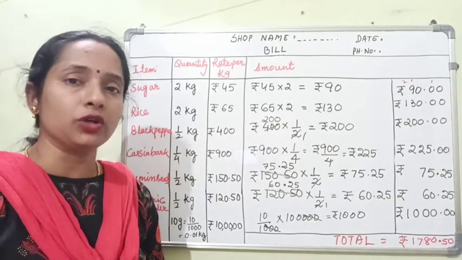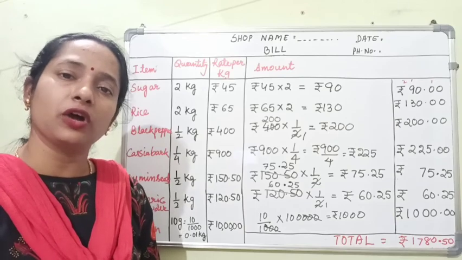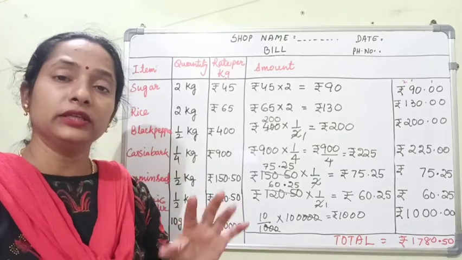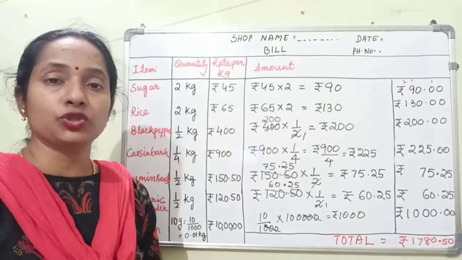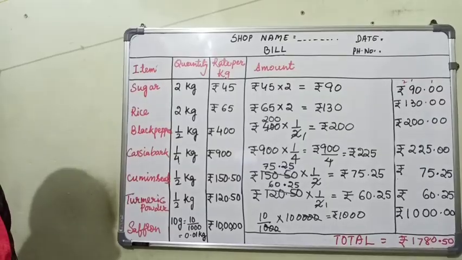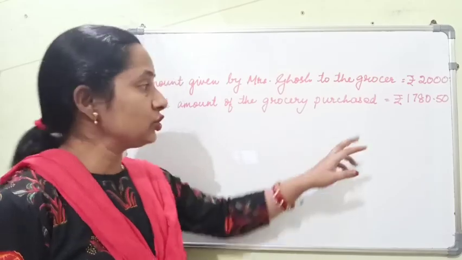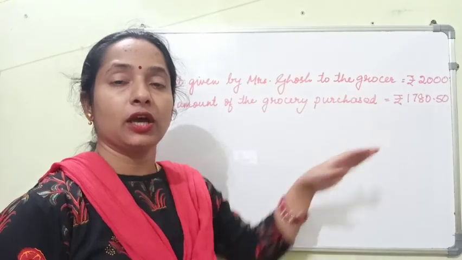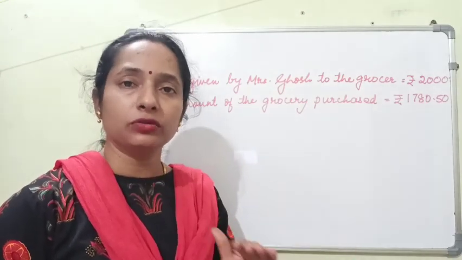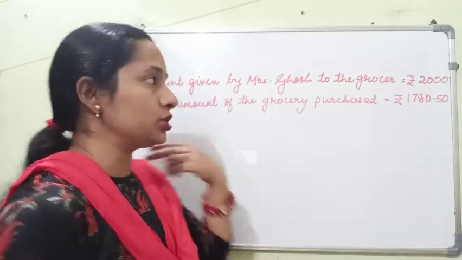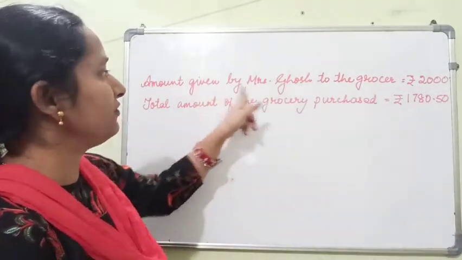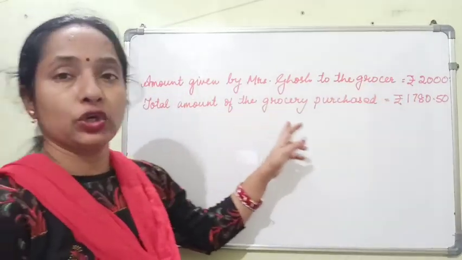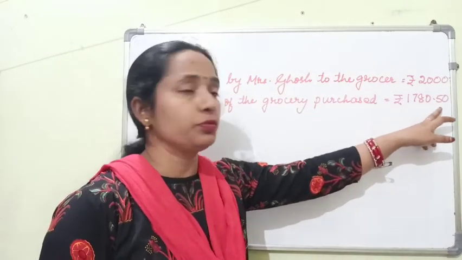But how much amount has she given to the grocer? She has given 2000 rupees. So how much amount is left means what will you do? You have to subtract this total amount from the amount given to the grocer, that is 2000 rupees. So children, after getting the total amount of the grocery purchased, now it is the time to calculate how much amount is to be returned back to Mrs. Ghosh. So the amount given by Mrs. Ghosh to the grocer is rupees 2000 and the total amount of the grocery purchased is 1780 rupees 50 paise.